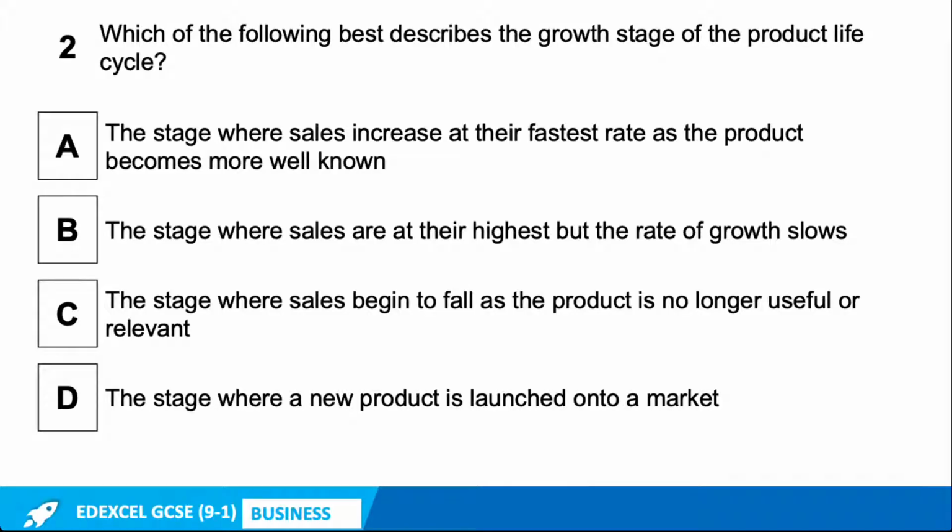Let's have a look at question 2 then, following on from question 1. Which of the following best describes the growth stage of the product life cycle? Is it the stage where sales increase at their fastest rate as the product becomes more well known? If you think that, put A. If you think it's the stage where sales are at their highest but the rate of growth slows, put B. If you think it's the stage where sales begin to fall as the product is no longer useful or relevant, put C. And if you think that it is the stage where a new product is launched onto a market, put D. A, B, C, or D is what we're looking for here.